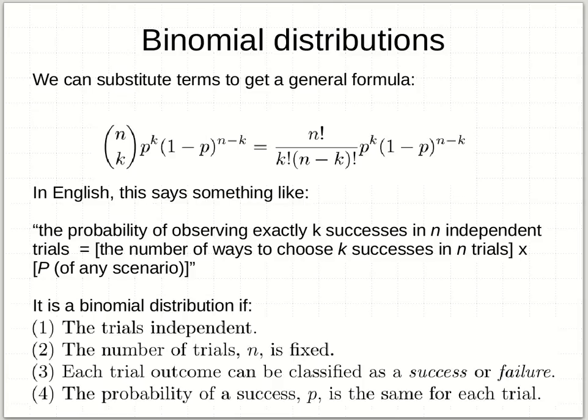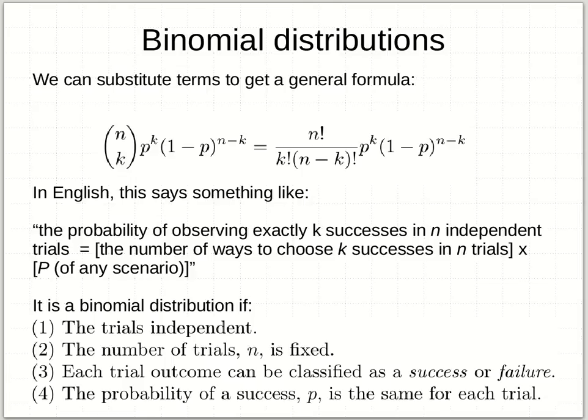It tells you the probability of observing exactly k successes in n independent trials, all right, that's what all this is saying. It is equal to the number of ways to choose those k successes in that number of trials, n, times the probability of any one of those scenarios coming true. I hope that makes some sense.